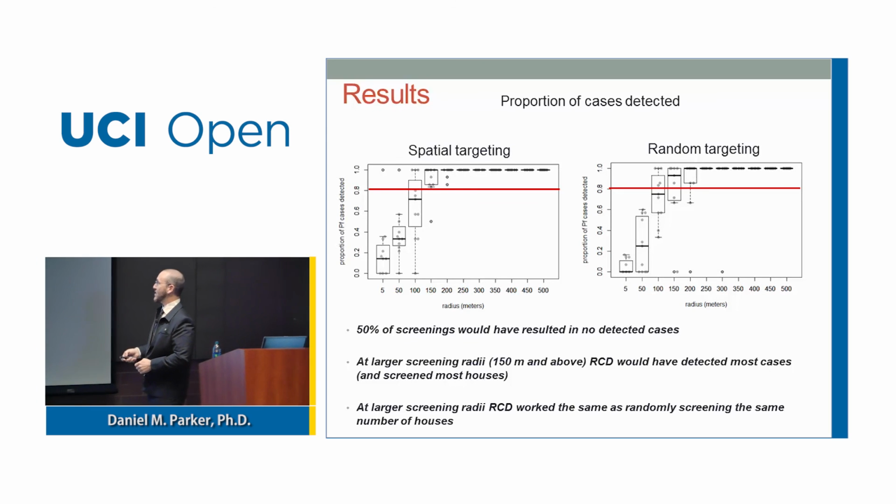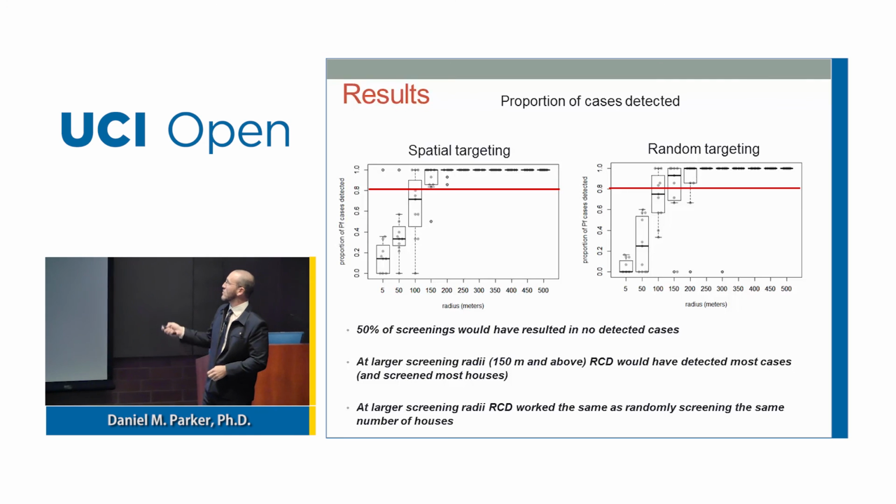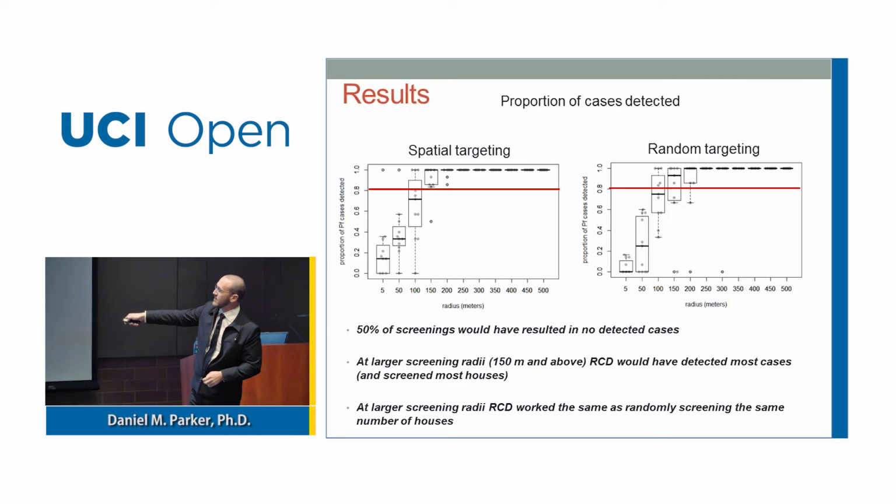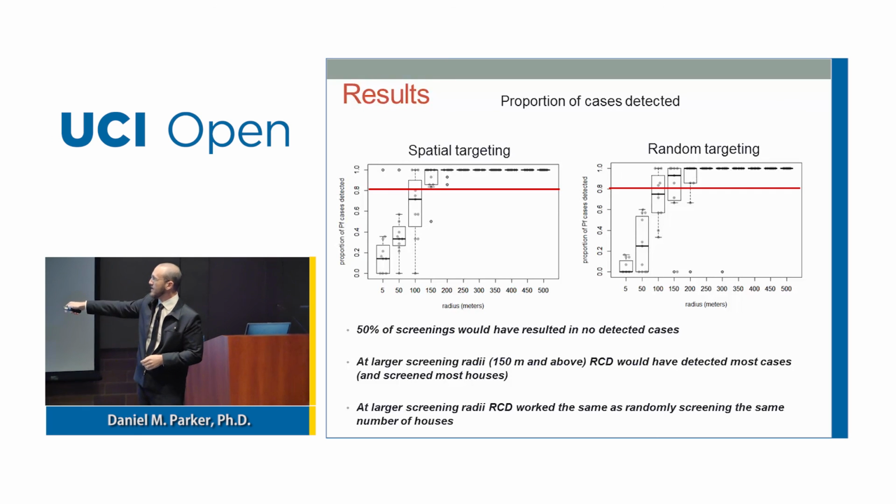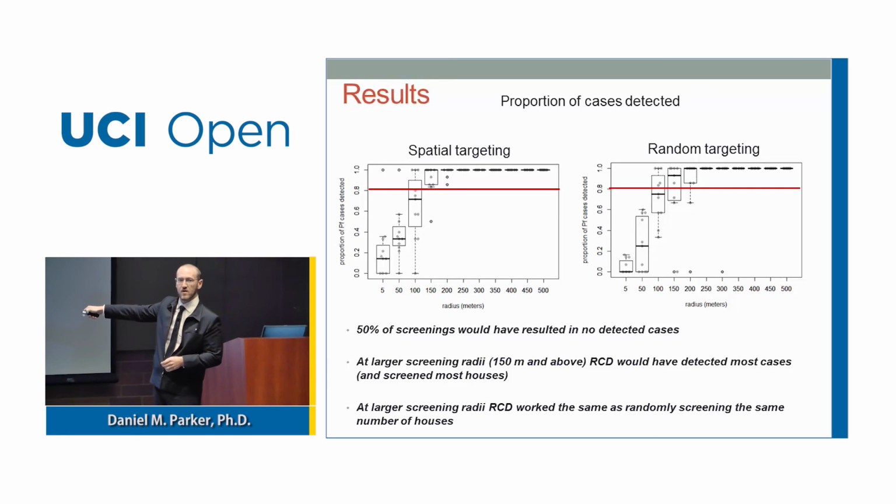Sometimes it can be hard to begin with. And then the final way that I looked at this was with random targeting. On this side, this is the same panel that I showed from before. So just searching in the house, you're getting almost 20% of the cases.